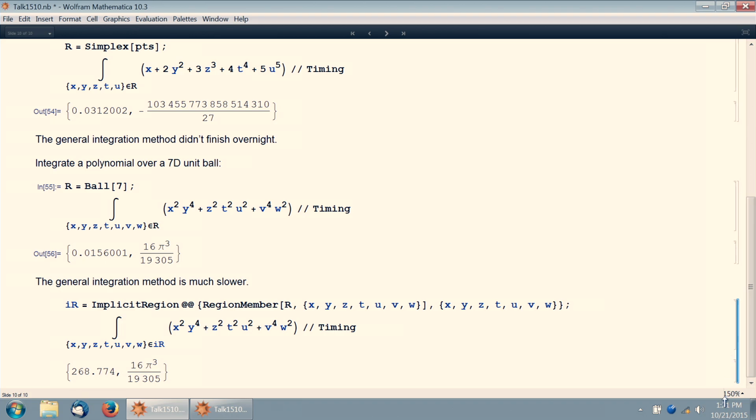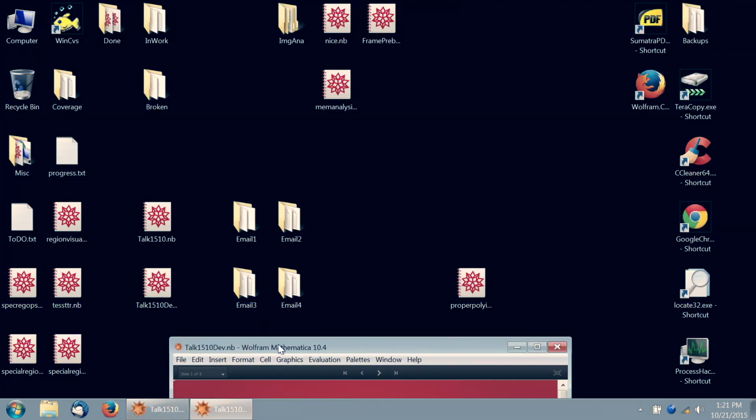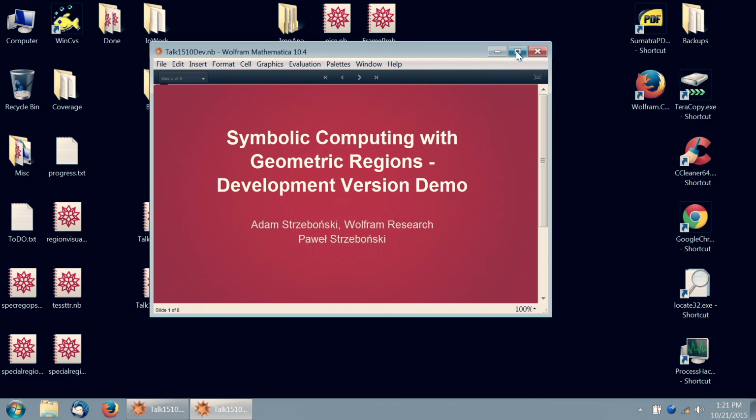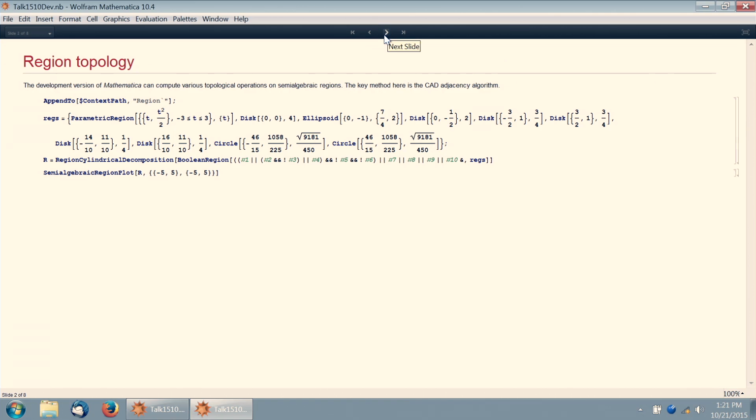So that's the first part of my talk. The second part is a demo of some new features that are coming in a future version. So we have this in the development version. And so the design of what I'm showing will change, but I'll just show what will be possible to do, even if the functions will be named differently.